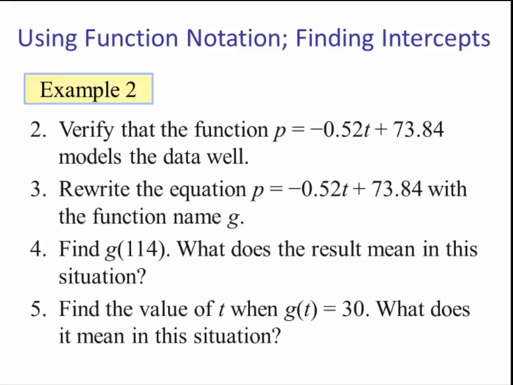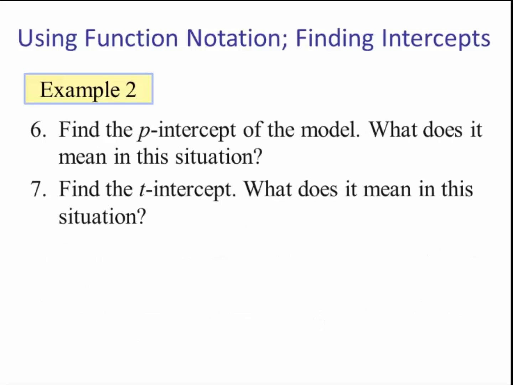Number 2, verify that the function models the data well. Number 3, rewrite the equation with the function name g. Number 4, find g of 114. What does the result mean in this situation? Number 5, find the value of t when g of t equals 30. What does it mean in this situation? Number 6, find the p-intercept of the model. What does it mean in this situation? Number 7, find the t-intercept. What does it mean in this situation?